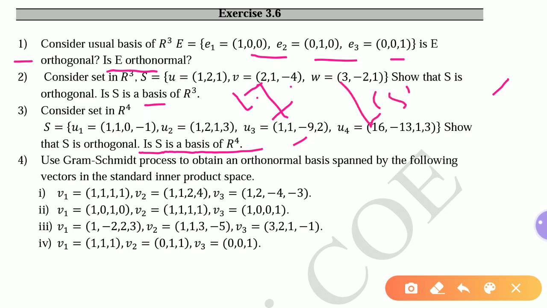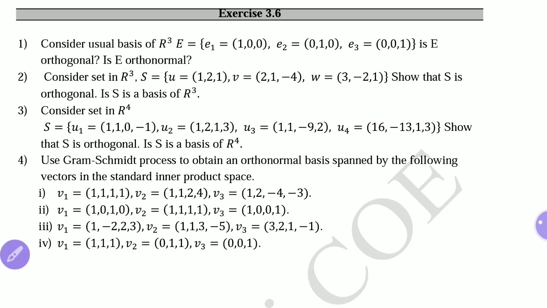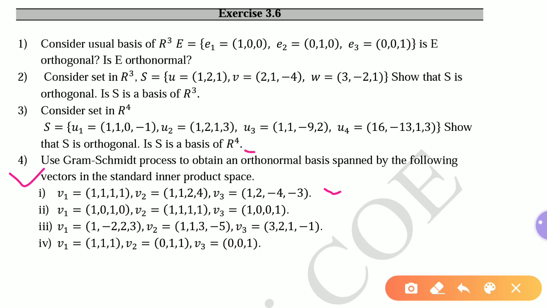For the span, you need to consider any random vector of that space and show that that vector is a linear combination of the given vectors. That will prove the span, and from that we can check whether it is a basis or not. Now in the last, fourth example, all examples are similar: use the Gram-Schmidt process to obtain an orthonormal basis.